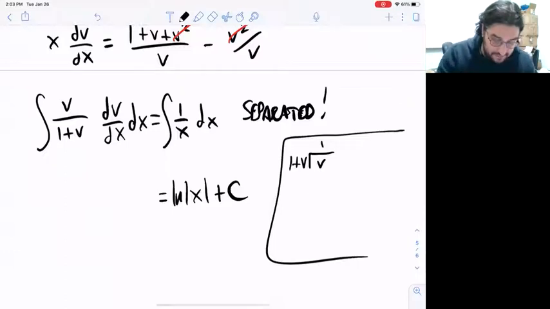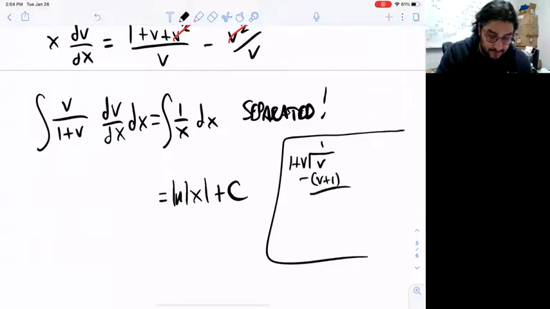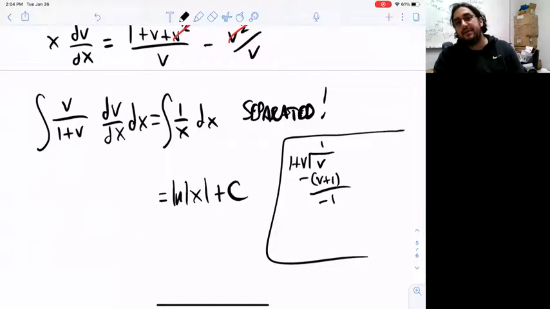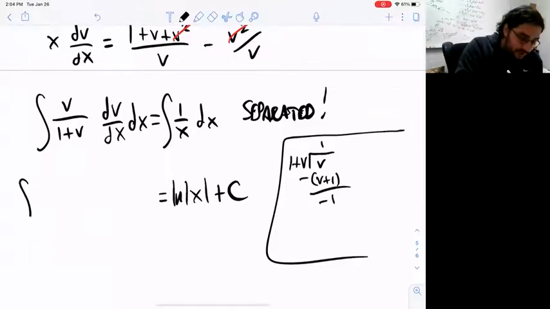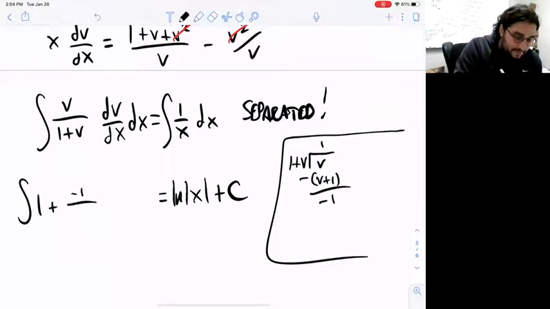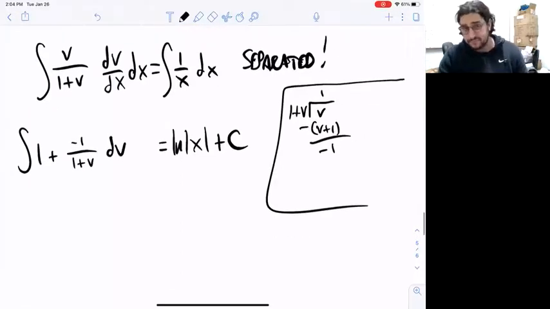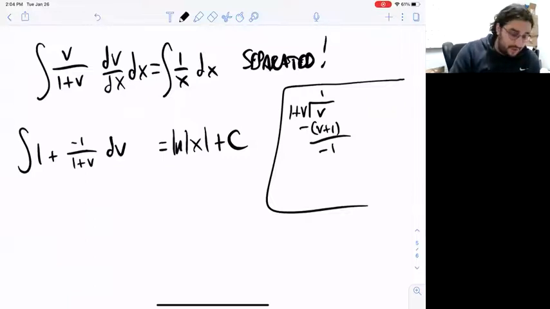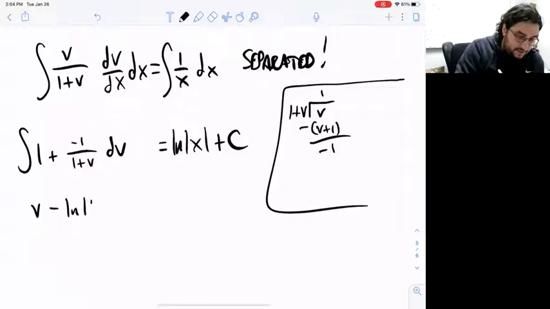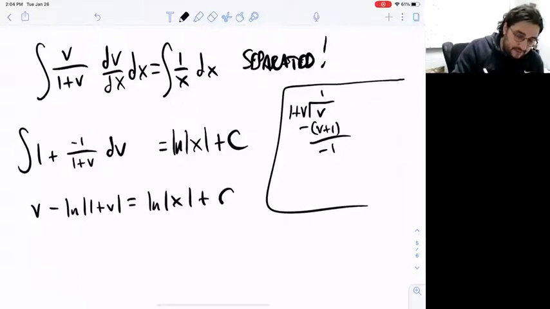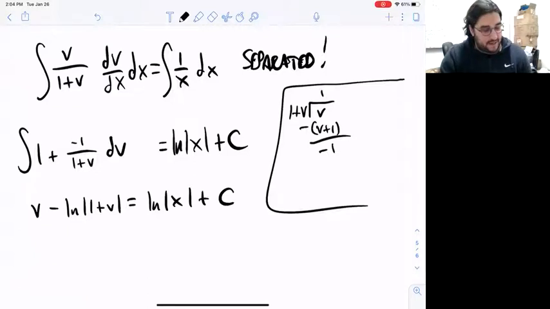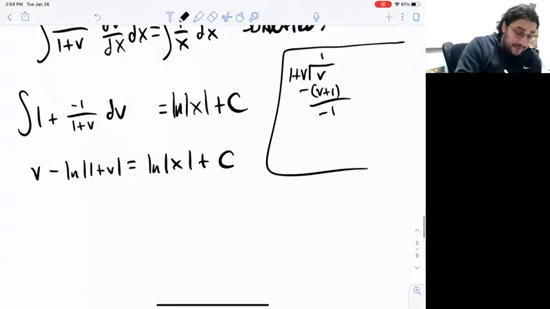But you can do a polynomial long division to get the degree of the numerator strictly smaller than the degree of the denominator. So our quotient is 1. Our remainder is -1, right? And there's our better form that we can integrate, right? Thanks to the polynomial long division. So I have v, and then I have minus natural log of 1 plus v, and that's log of x plus c.